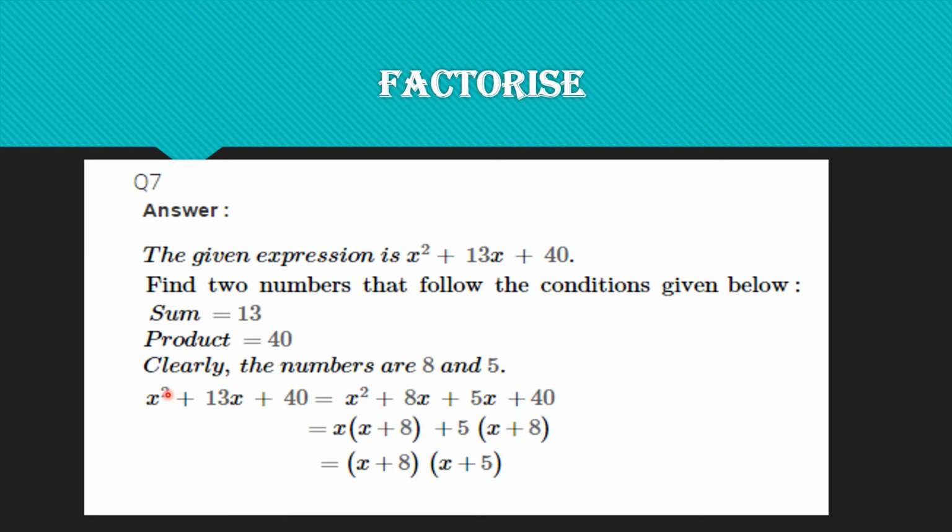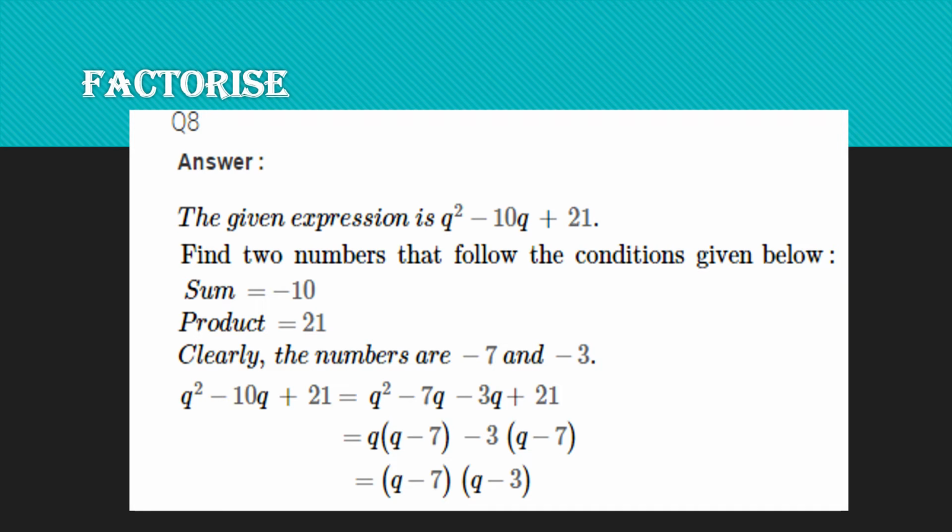So write the expression: x squared plus 13x can be written as 8x plus 5x, plus 40. Take the common term x outside. Now x plus 8, and 5 as the common term. So 5 into x is 5x, plus 5 eights are 40. So the next term is 8. Now the two factors of the given expression are x plus 8 and x plus 5.